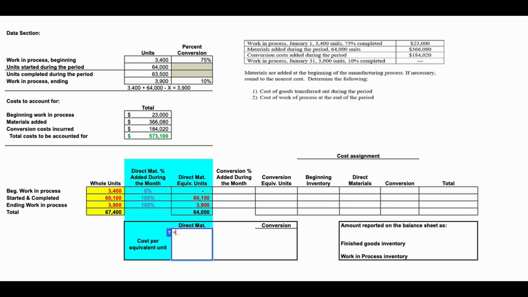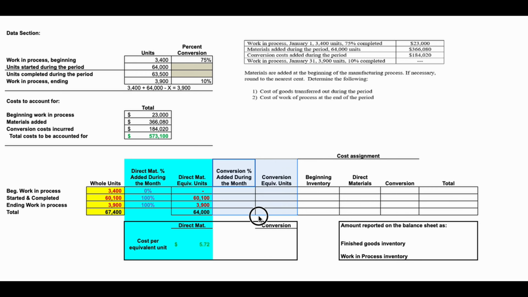Since we're working on direct materials, our direct materials for the period costs were $366,080. And I have 64,000 direct material equivalent units. That's going to give me $5.72 for a cost per equivalent unit of direct material.